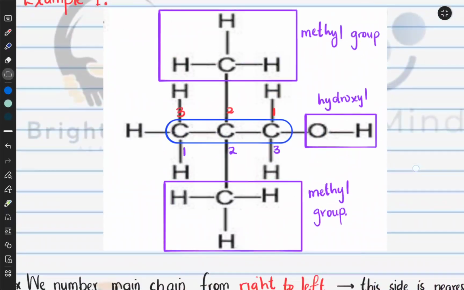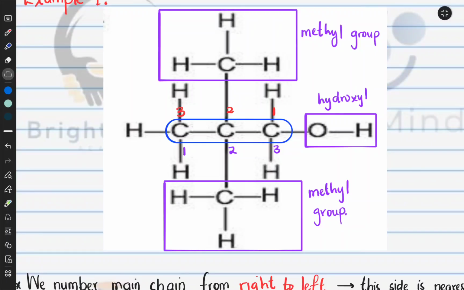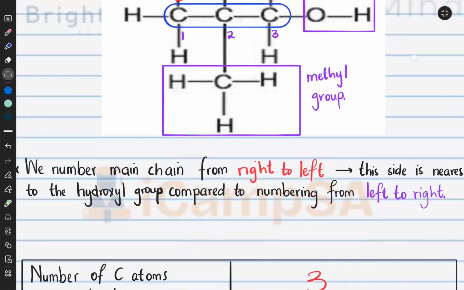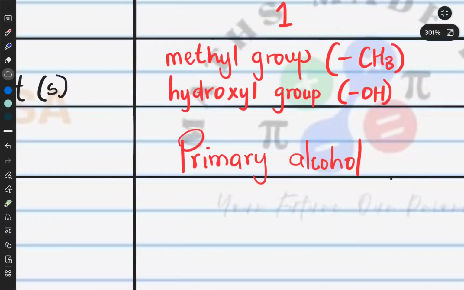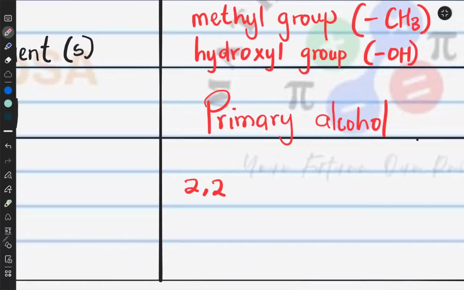We notice that there are 2 methyl groups. So once you have 2 identical alkyl groups, you have to use a Greek prefix. In this case, there are 2 of them, so we have to use di. So it will be dimethyl. So let's start there. We will have 2,2-dimethyl.